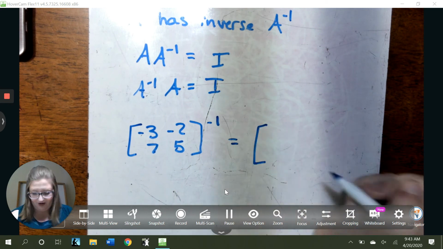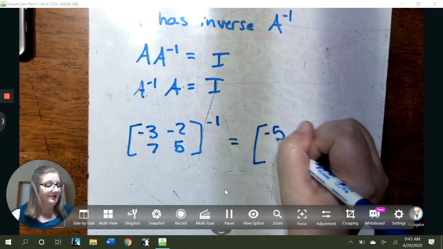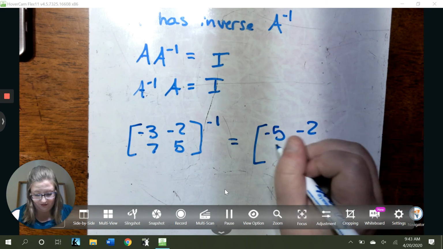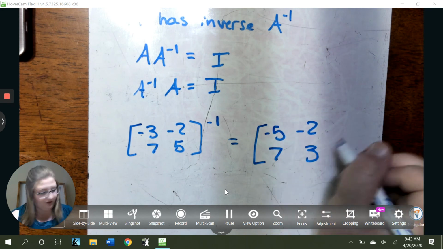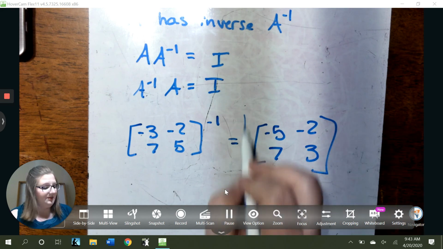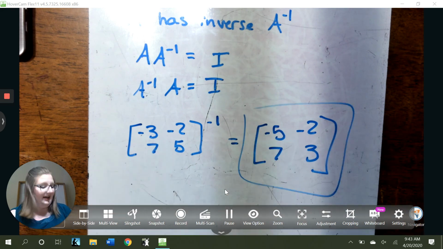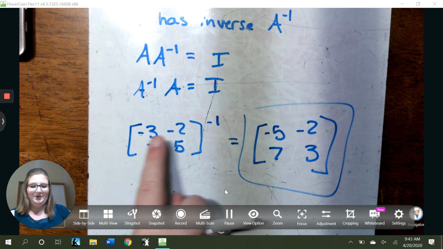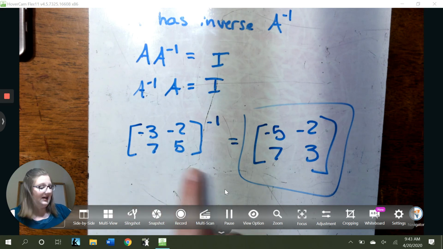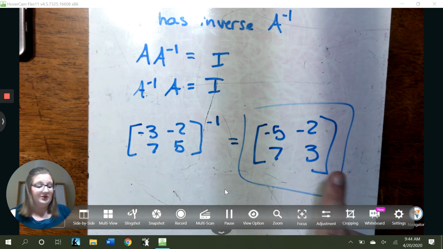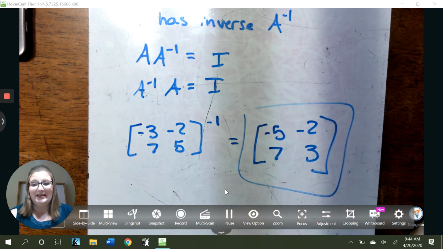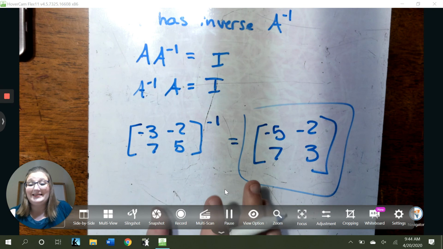So your inverse matrix here would be -5, -2, 7, 3. So this would be your inverse matrix. And if you multiplied -3, -2, 7, 5 times this matrix, you know that you would get the identity matrix in the end. So this was inverse matrices and identity matrices.